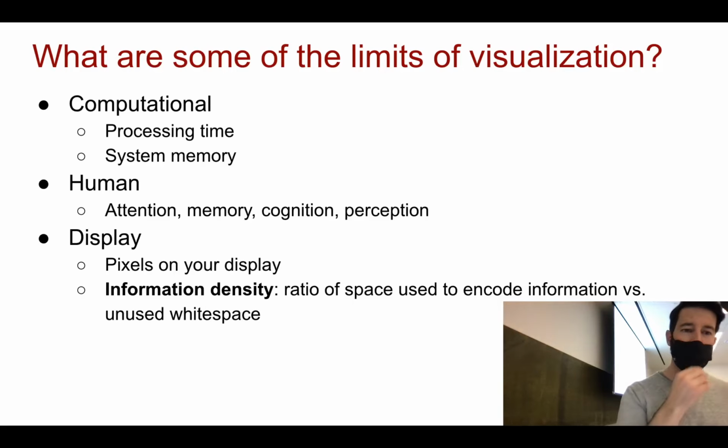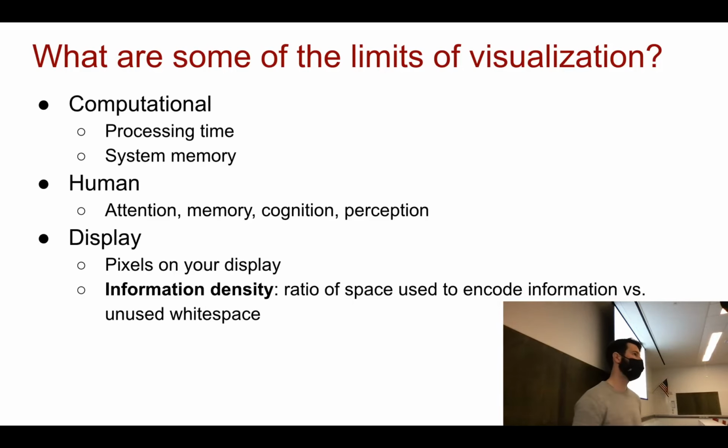All right, so what are some of the limits of visualization? There are three main limits. The first one is computational. If it takes a long time to process my data or generate my visualization, then that's a limit. Think of it like computer graphics. If my graphics card is not strong enough to process the graphics that I'm showing, then it's hard to use the system. If it takes up too much memory, it's hard to use the system.